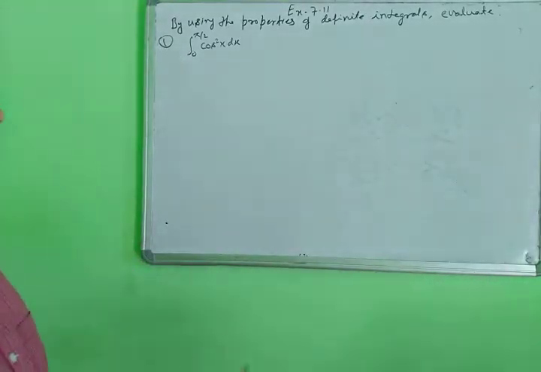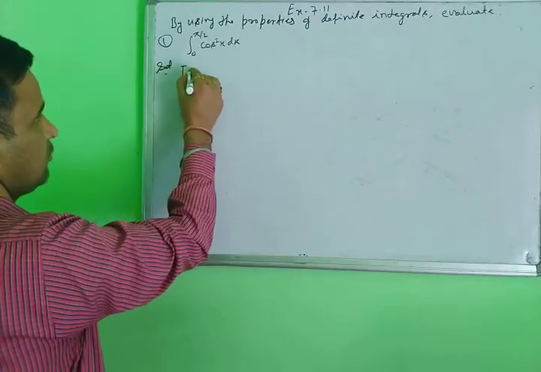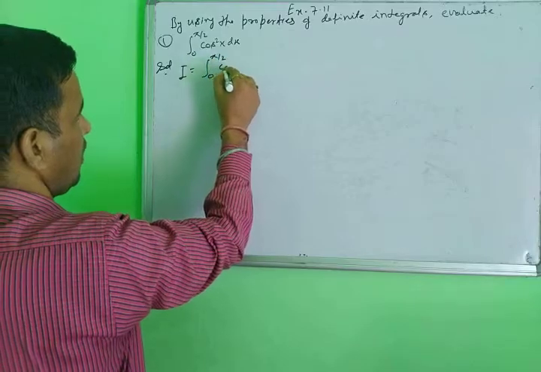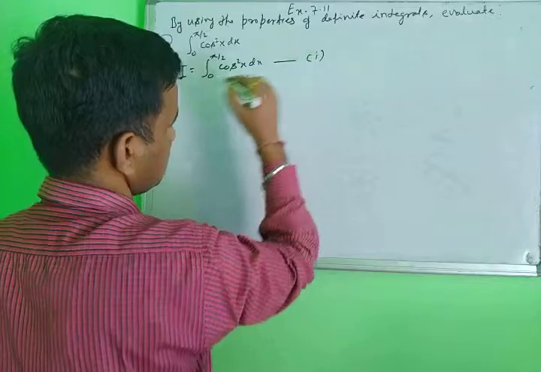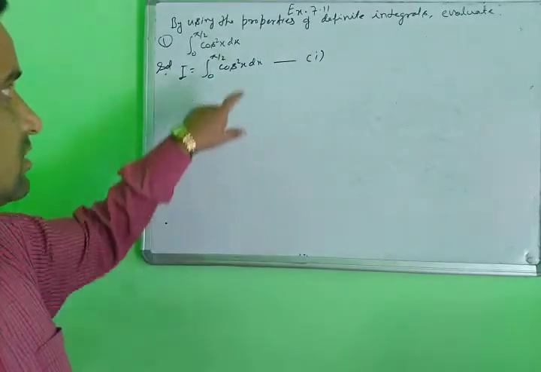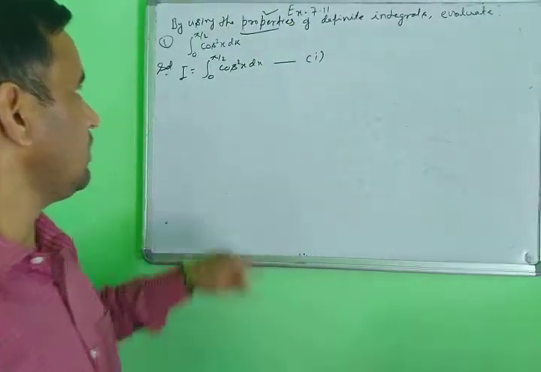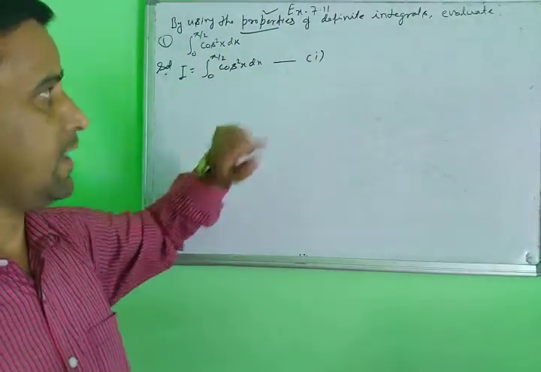First of all, write the solution here. I, for the integral, equals the integral from 0 to pi by 2 of cos square x dx. This is equation first. In every question where you use the property, first write the given question as an equation.